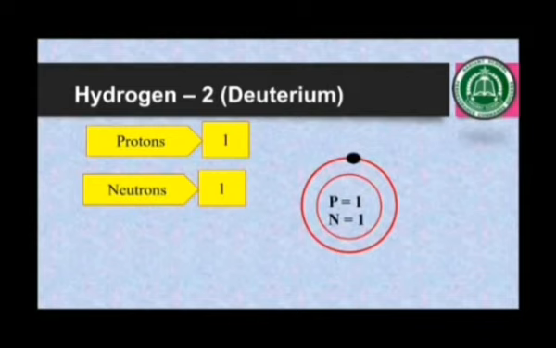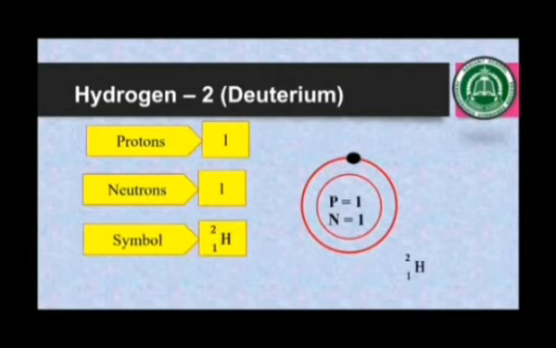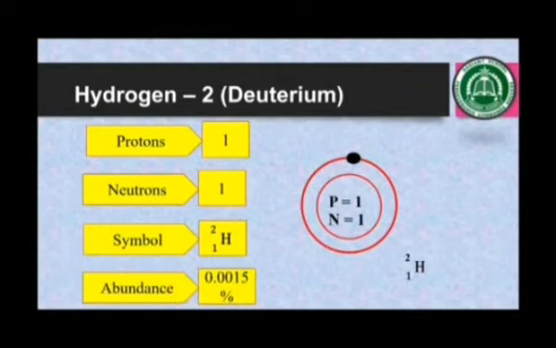Now what is the atomic number of hydrogen 2? The number of protons is the same, so the atomic number will be the same, but the mass number is different. Protons 1, neutrons 1. 1 plus 1 is equal to 2, as the sum of protons and neutrons is called the mass number, so the mass number is 2. The symbol for hydrogen 2, deuterium, is H 2 1. H, and the top left 2 shows the mass number and the bottom left 1 shows the atomic number of hydrogen, and its abundance is 0.0015.